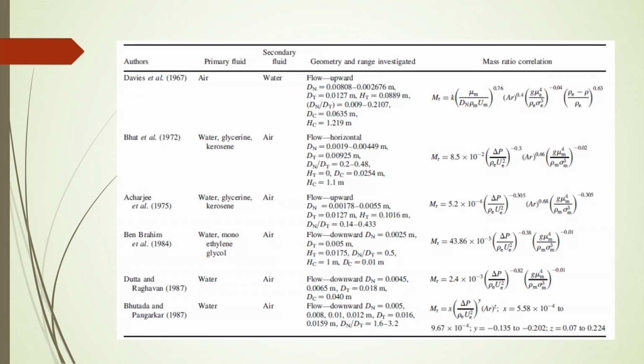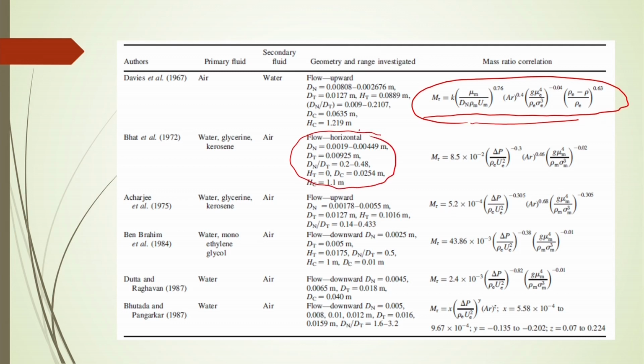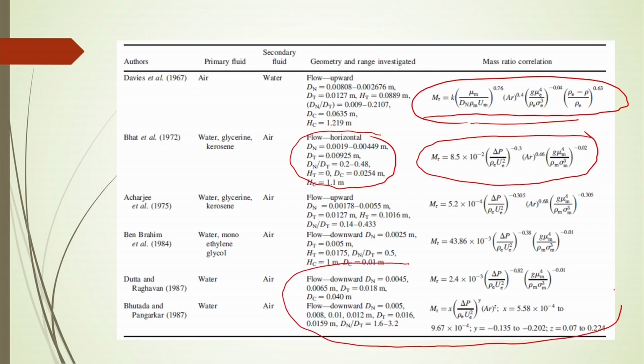There are several correlations proposed by different investigators for upward, downward, even horizontal movement of this ejector system. Whenever the flow is upward, the mass flow rate of gas entrained in the system can be calculated from these correlations. Whereas for the horizontal system, how gas is entrained and the amount of gas entrained in horizontal movement, you can calculate from this correlation. And also for the downward system, you can calculate the gas entrainment amount by this correlation.